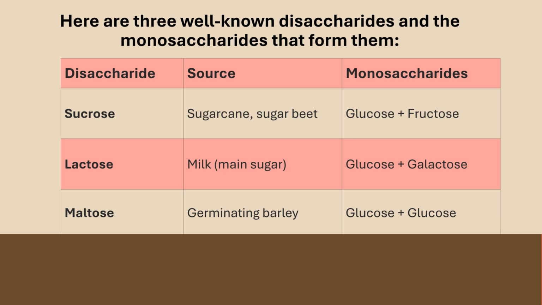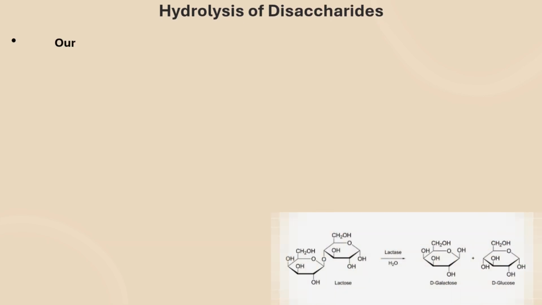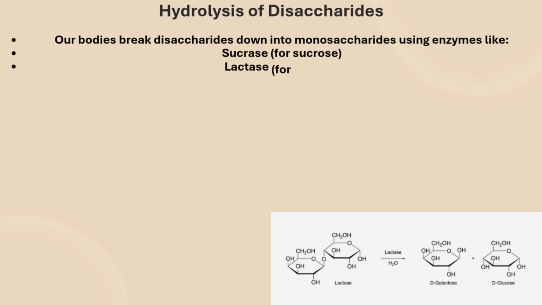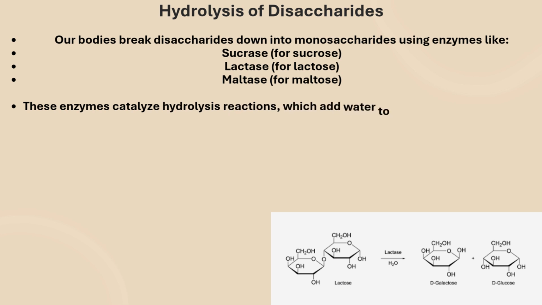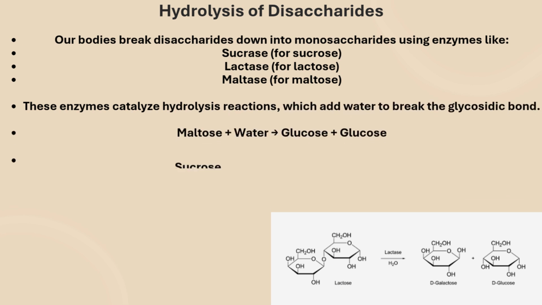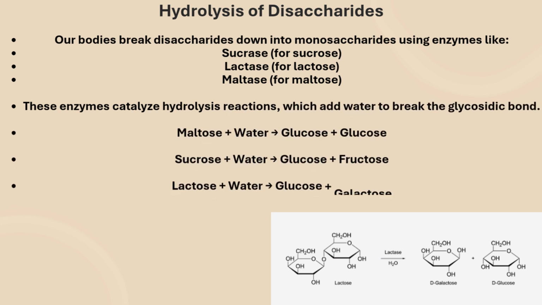Maltose. This sugar is commonly found in germinating barley. Maltose is made up of two glucose molecules bonded together. It's an important sugar in the production of malt and beer. Our bodies break disaccharides down into monosaccharides using enzymes like sucrase, for sucrose, lactase, for lactose, and maltase, for maltose.